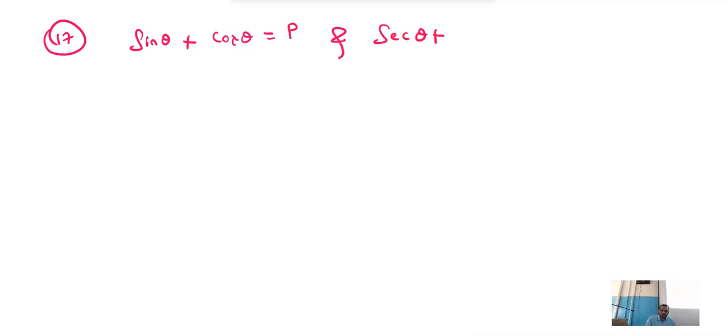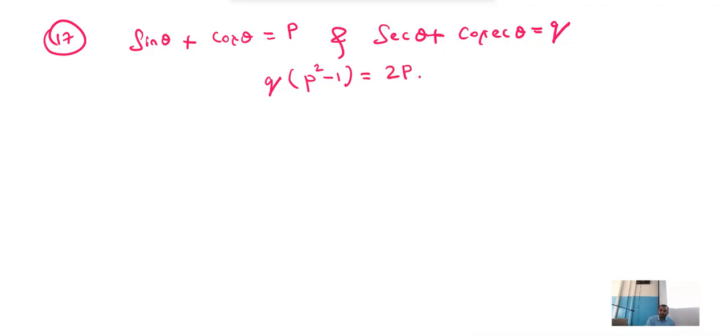Question number 17. Make a note please. If sin theta plus cos theta is equal to P and secant theta plus cosecant theta is equal to Q, show that Q into (P square minus 1) is equal to 2P.